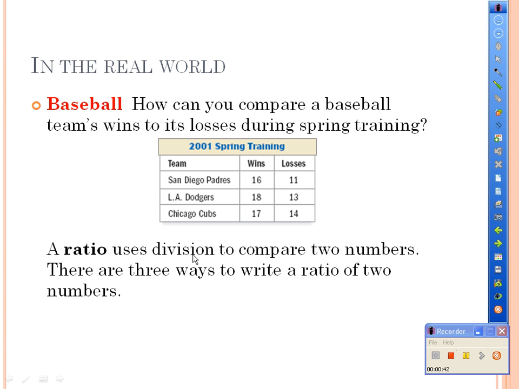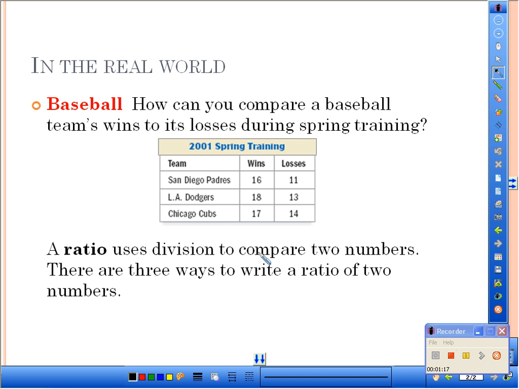A ratio uses division to compare two numbers. There are three ways to write a ratio of two numbers. Before we move on, please note the word compare. A ratio is simply a comparison between two things.